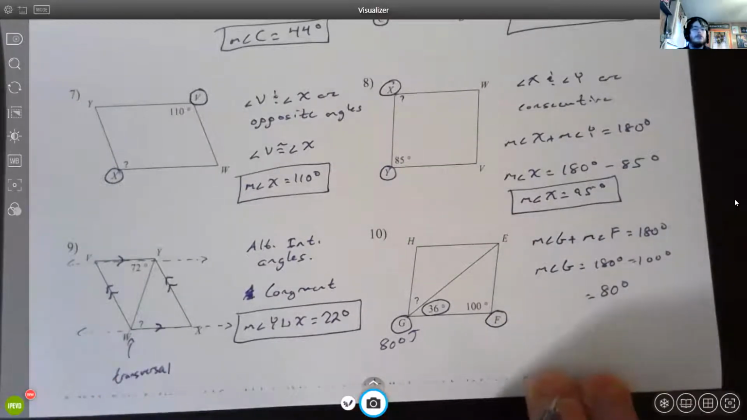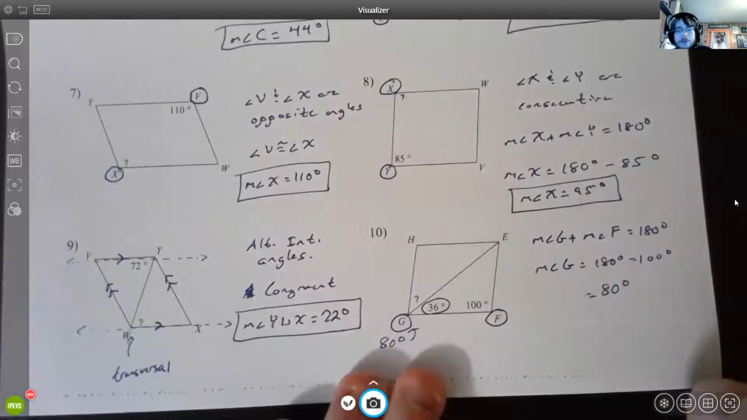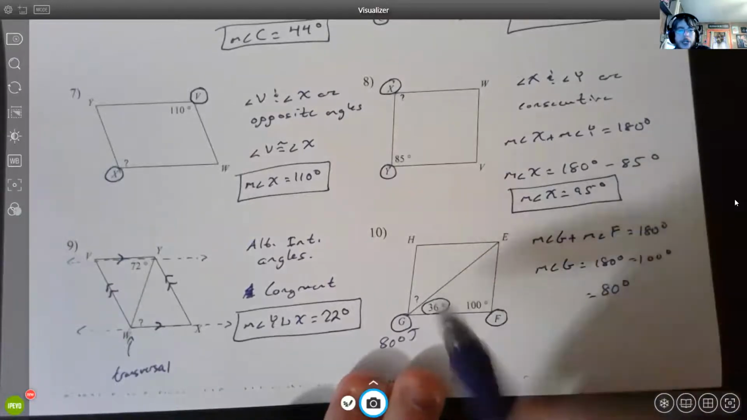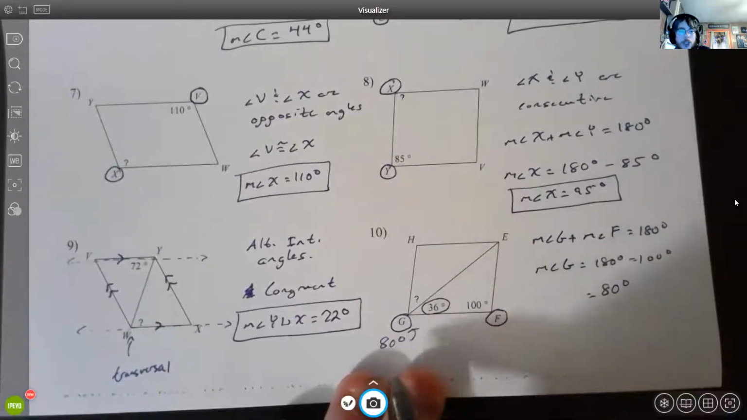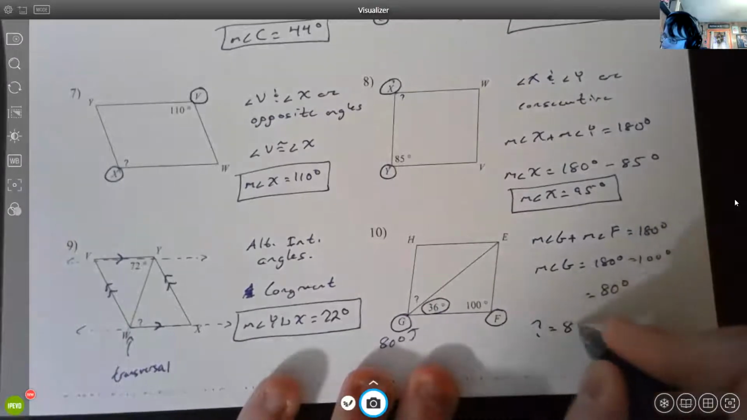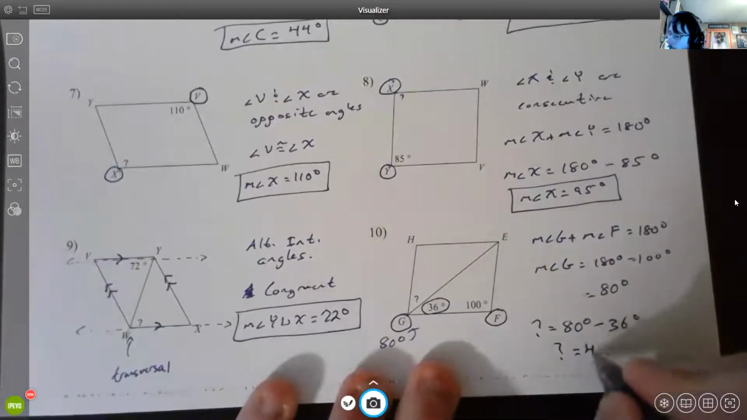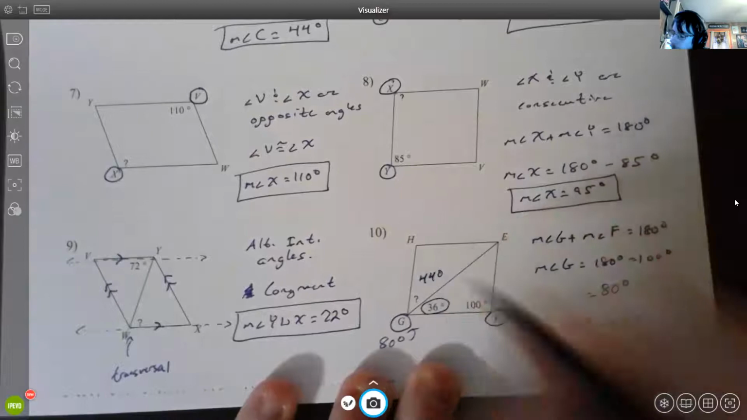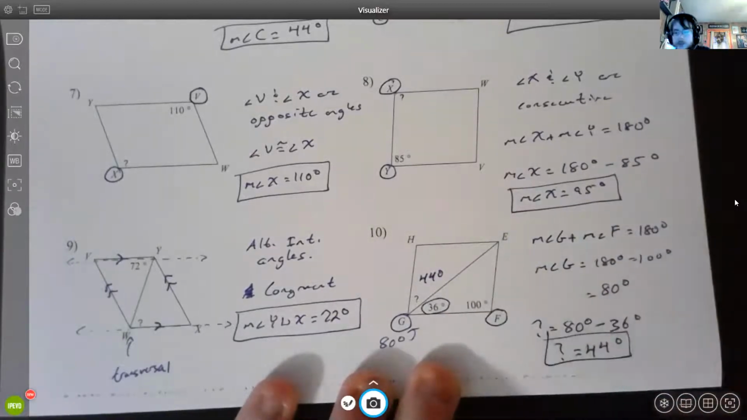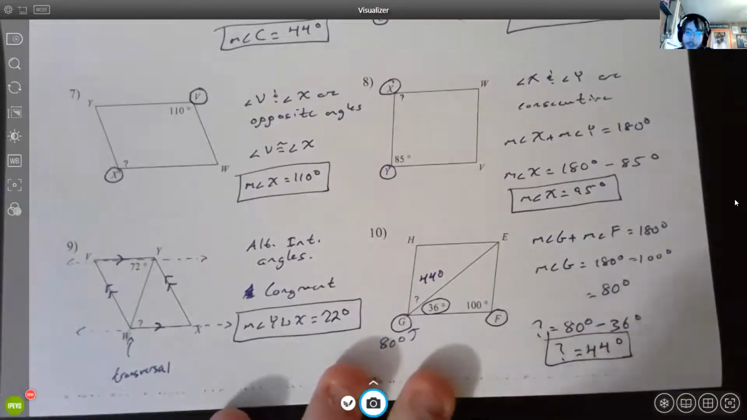But that's not our answer, because that's the whole thing of angle G. These two are parts of angle G. So to do this, we need to use the whole angle. Remember, part plus part equals whole. And to find this missing part, we're going to have to take 80 and subtract the other part, which is 36. And so we get our missing angle to be 44 degrees. Okay, and you can add those together, and they will equal 80 degrees. All right.